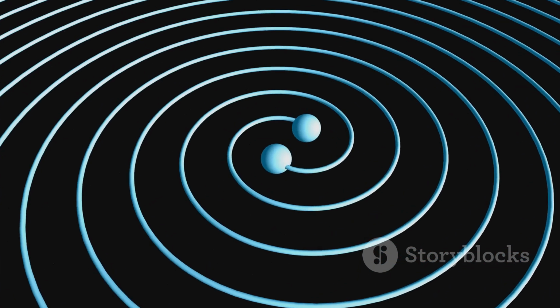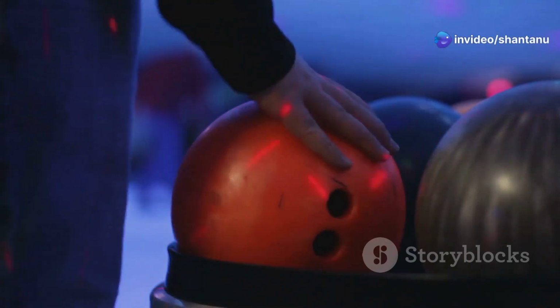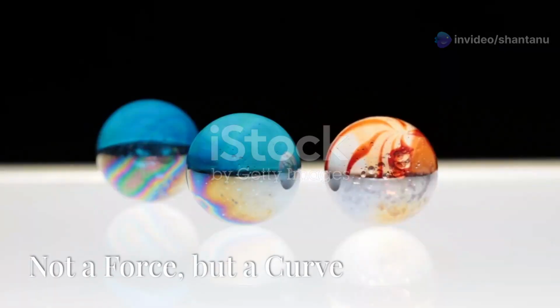Imagine spacetime as a giant rubber sheet. Massive objects like stars and planets create dents in this sheet, much like a bowling ball placed on a trampoline. This warping of spacetime is what we experience as gravity.